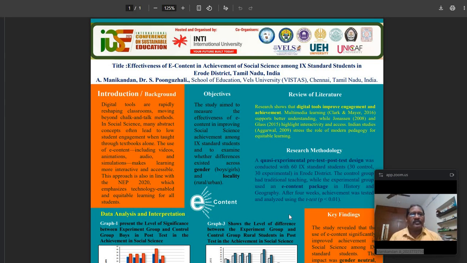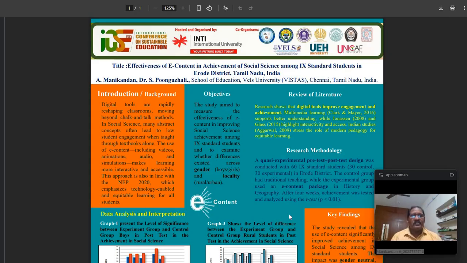Review of literature. Research shows that digital tools improve engagement and achievement. Multimedia learning, Clark and Mayer 2016, supports better understanding, while Jonassen 2008 and Glass 2015 highlight interactivity and access. In Indian studies, Agarwal 2009 stressed the role of modern pedagogy for equitable learning.